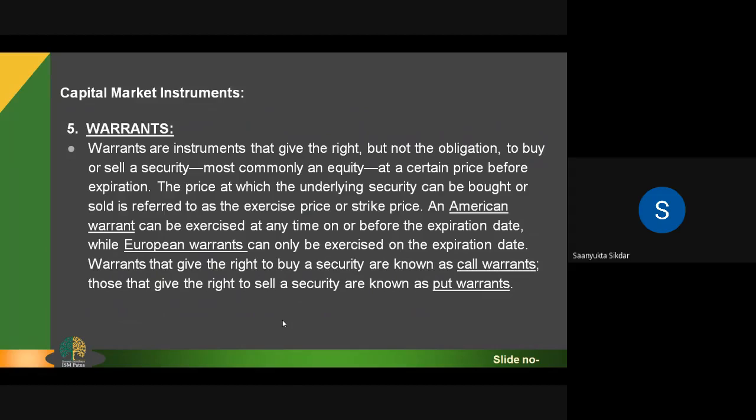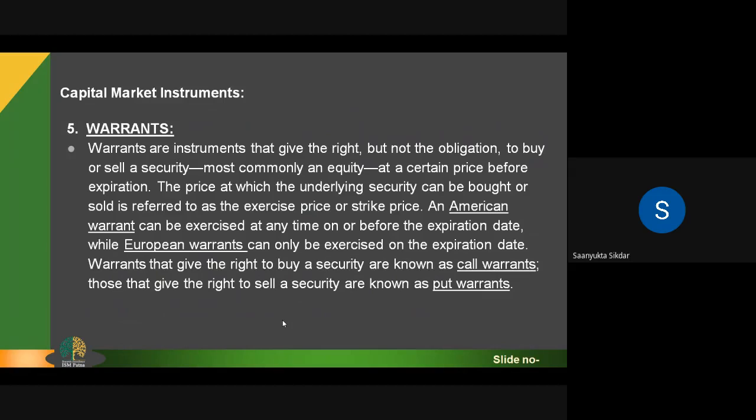One important difference between an option and a warrant is that a warrant is issued directly by the company, whereas an option is issued by an exchange. Again, there are two types of warrants, as is also prevalent in options: American warrants and European warrants. An American warrant can be exercised at any time on or before the expiration date, whereas European warrants can only be exercised on the expiration date.